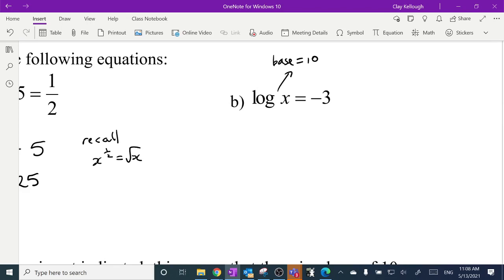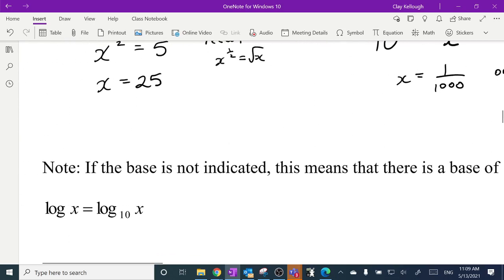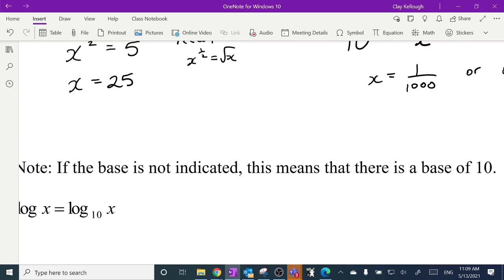So log to the base 10 of x is -3. So in other words, 10 to the power of -3 is some number x. And I like the fraction answer on that, so I'll just say 1/1000. If you like decimals better, you could say 0.001, right? Tenths, hundredths, thousandths. Note, and we just talked about this, if the base is not indicated, that means it is a base of 10. All right, let's do some tougher things.